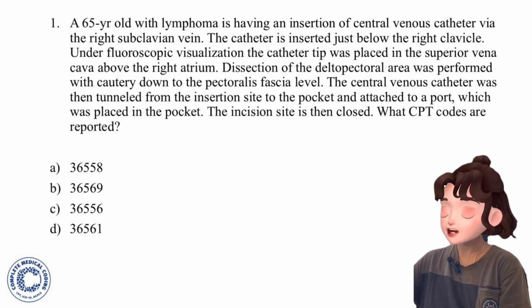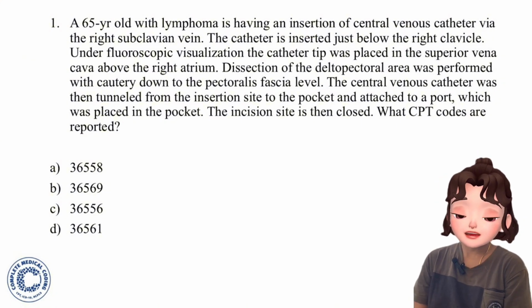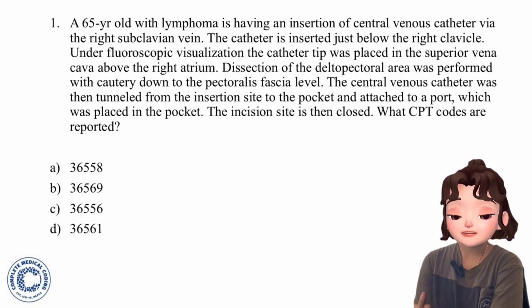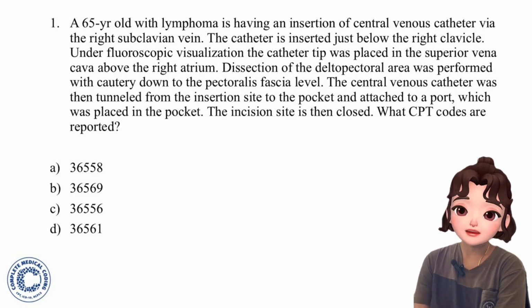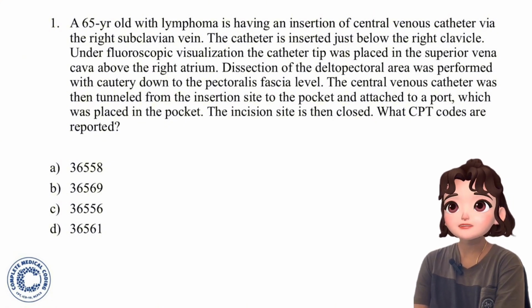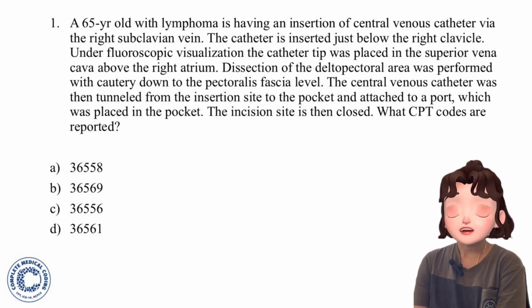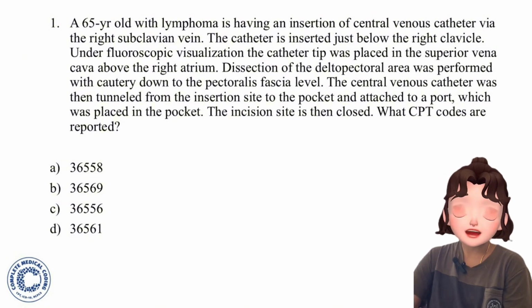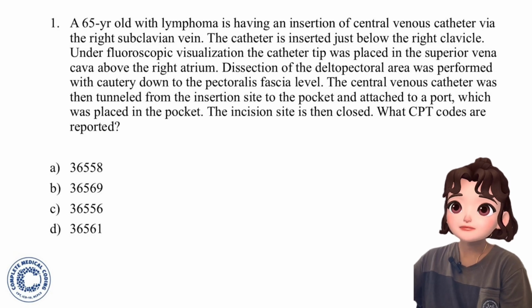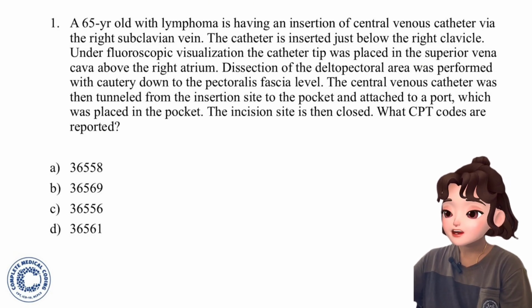What is 36569? 36569, insertion of peripherally inserted central venous catheter without subcutaneous port or pump, without imaging guidance, age 5 years or older. No, we have a port or pump, and this is with imaging guidance under fluoroscopic visualization. It's mentioned in the question, third line, under fluoroscopic visualization. So this is under imaging guidance, so this code is also wrong. What is 36556? 36556 is again insertion of non-tunneled centrally inserted central venous catheter. So that is also wrong.